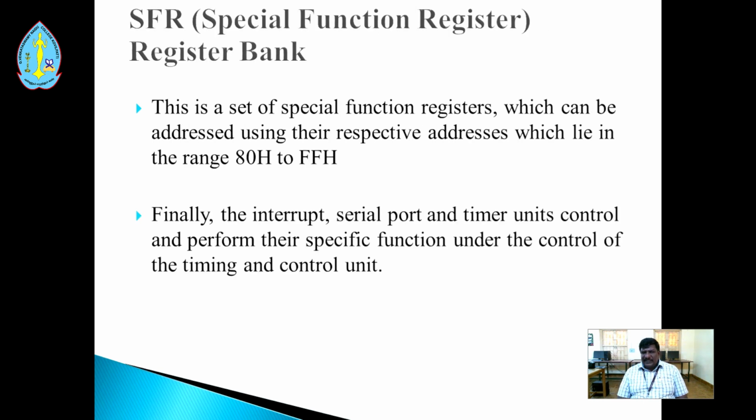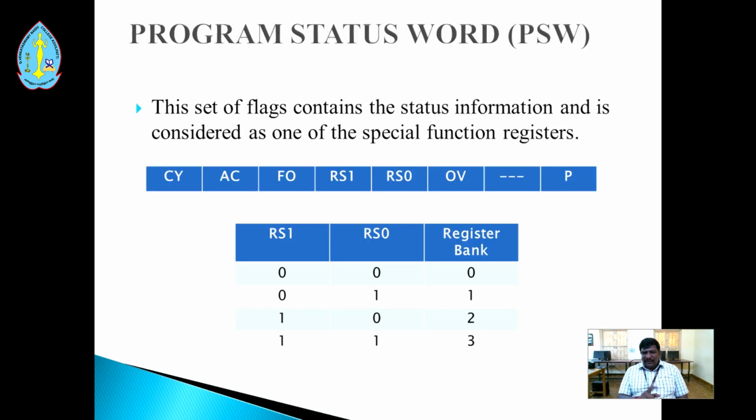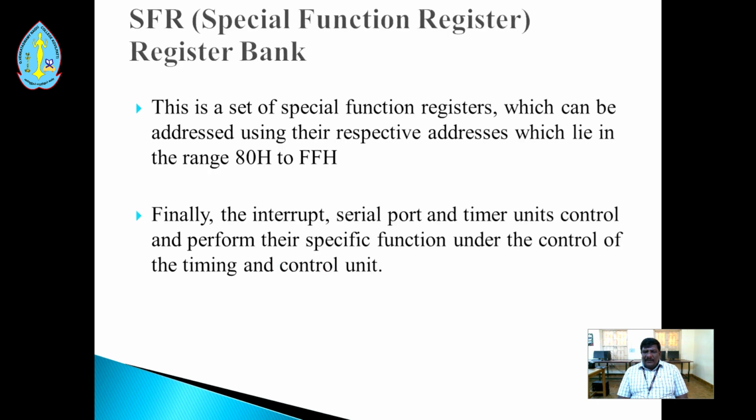Next is the special function register, which is called the register bank. We have discussed the register bank in the program status word, where RS1 and RS0 select the register bank. This is a set of special function registers. The set of functions can be addressed at their respective addresses. The address range is 80H to FFH.